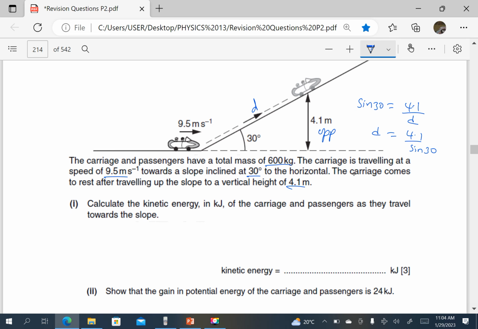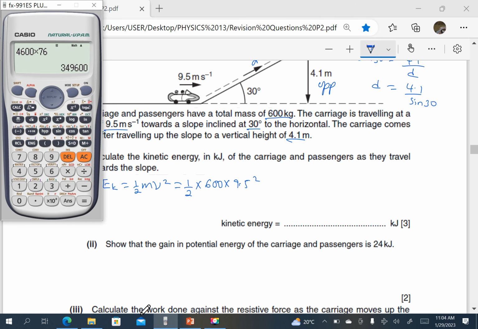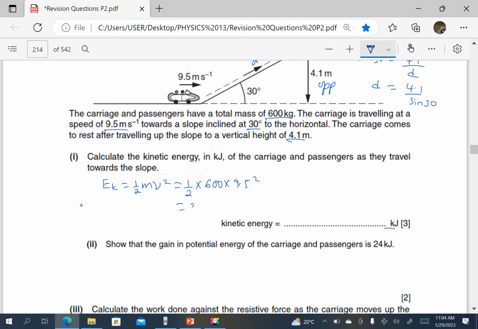So let's find kinetic energy. Kinetic energy Ek is equal to a half m v squared, which is going to be a half times 600 times 9.5 squared. That is the kinetic energy as they travel towards the slope. So we just press our calculator. A half times 600 times 9.5 squared. So that is 27,075 joules. We want the answer in kilo. So that is approximately 27 kilojoules, or 27 times 10 power 3.